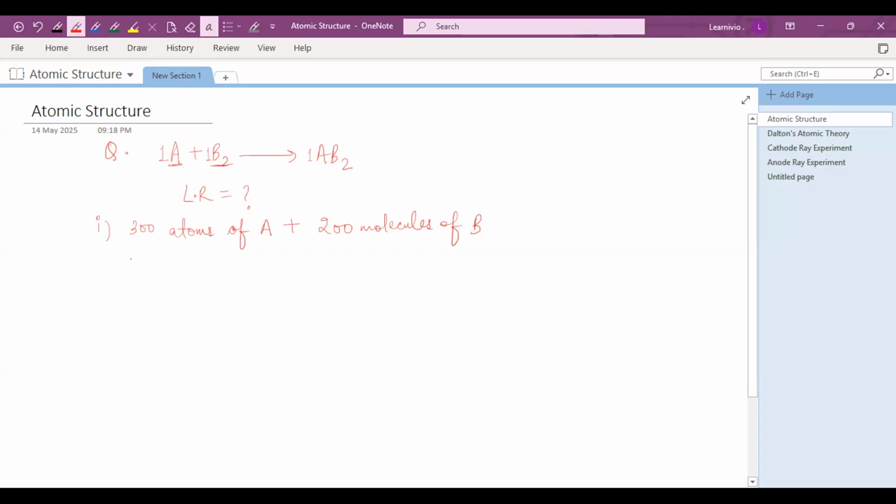So we can say that one atom of A reacts with one molecule of B. Can we say that from the equation? One atom of A is reacting with one molecule of B because B2 is a molecule, right? So we can say one atom of A combines with one molecule of B to give one molecule of AB2. This is a compound AB2. So this is the relation between A and B. One atom of A reacts with one molecule of B.